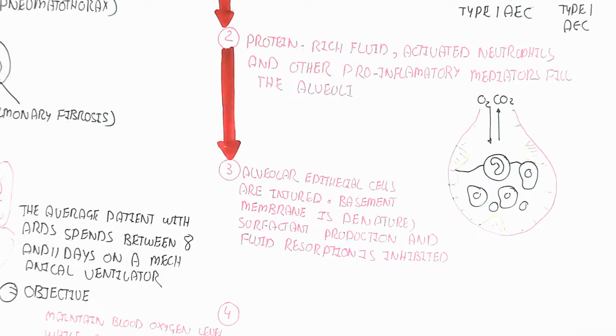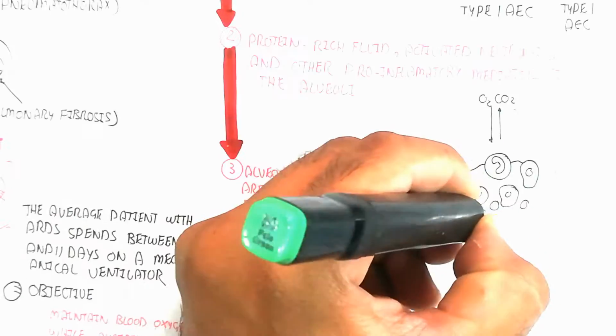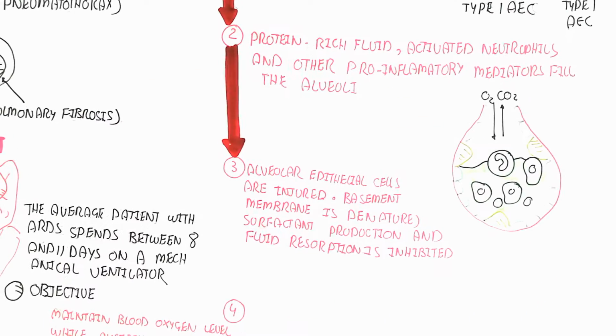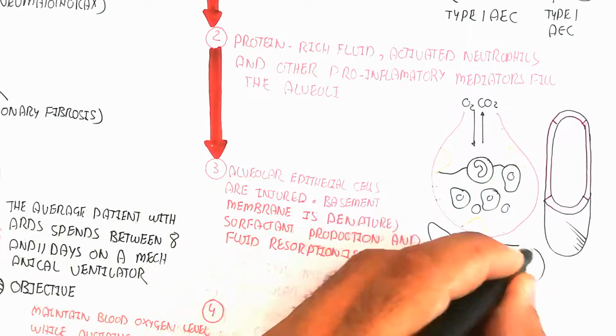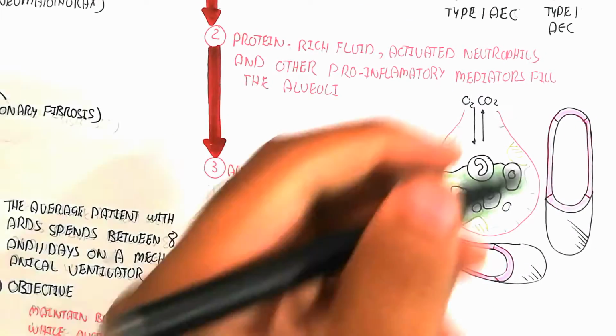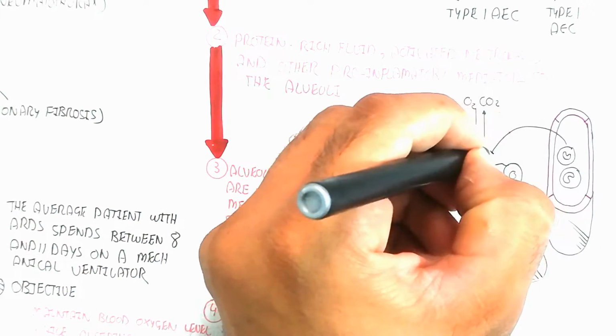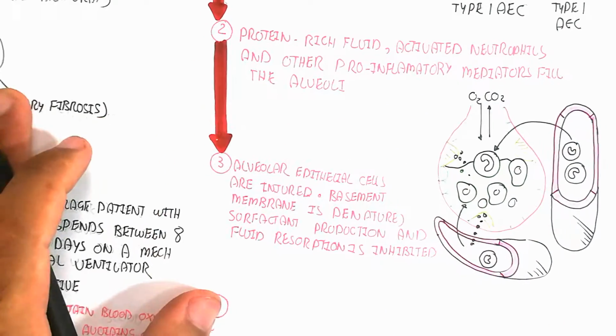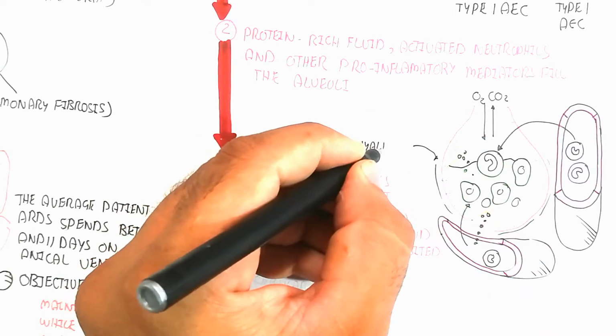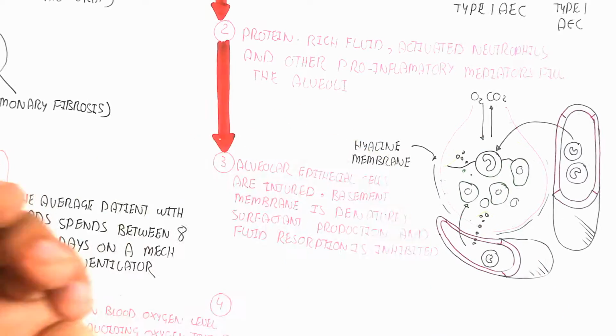The third step is the alveolar epithelial injury. When the alveolar epithelial cells are injured, the basement membrane is denatured, surfactant production and fluid resorption are inhibited, and hyaline membrane forms, and cellular debris and fibrin are added.